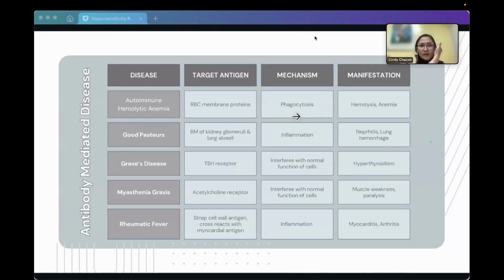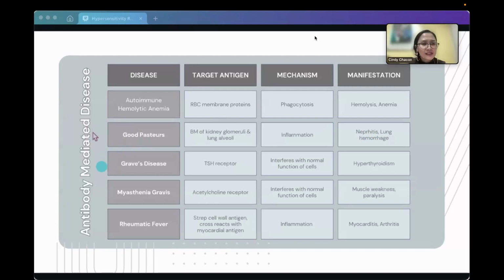These are other examples of diseases caused by type 2 hypersensitivity reaction or antibody-mediated disease. You have autoimmune hemolytic anemia, wherein the target antigens are your RBC membrane proteins. The mechanisms involved are cell death and phagocytosis, leading to hemolysis and anemia. You also have Goodpasture syndrome, wherein the target antigen is the basement membrane of your kidney glomeruli and lung alveoli. The mechanism involved here is inflammation, and I think it's primarily overstimulation. Manifestation leads to nephritis and lung hemorrhage.